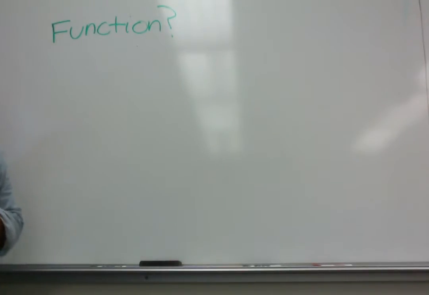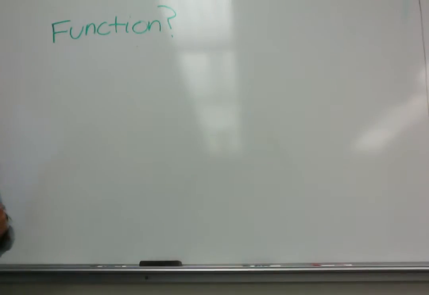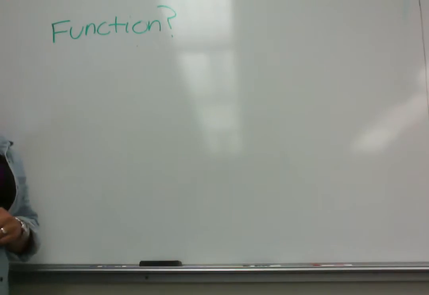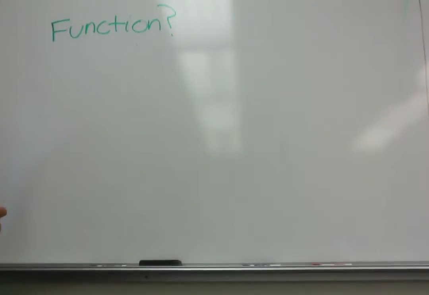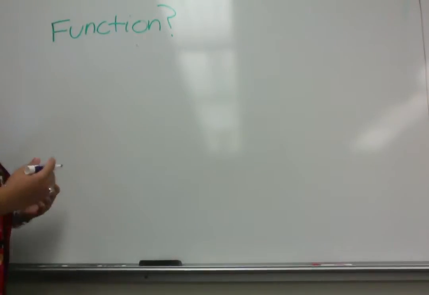A function is a relation between a set of inputs and a set of possible outputs, with the property that each input is related to exactly one output. Now, that's a lot to take in. So let's say what a function is again, but in a different way, okay? A function kind of works like a machine. Let's call it a function machine.